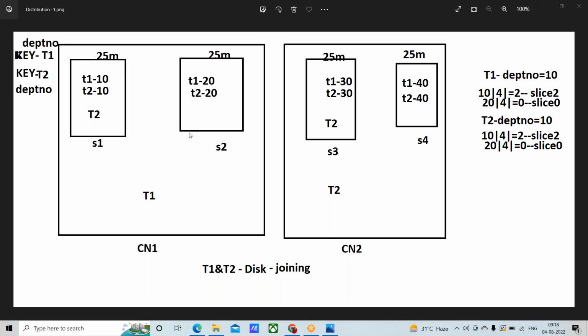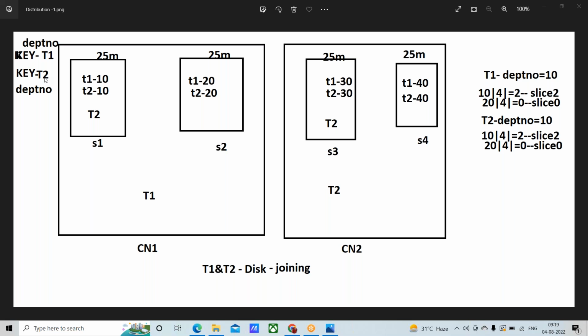Actually this diagram shows two tables. Table T1, meaning table one, with key distribution style. T2 also key distribution style. I will tell you the most easy way.